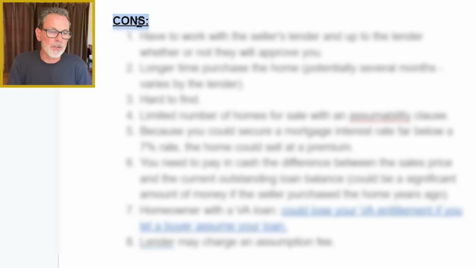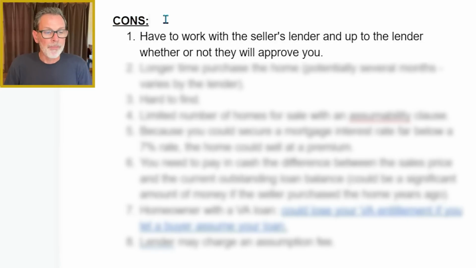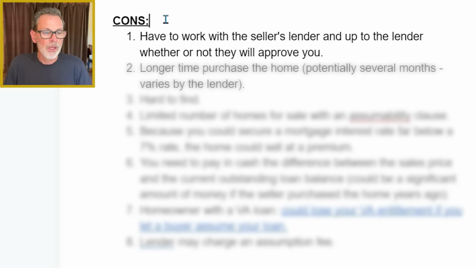Going back to my notes here, let's talk about the cons of assuming a loan. Number 1, you have to work with the seller's lender, and it's up to the lender whether or not to approve you. And on top of that, it could take months as well. I actually reached out to a listing agent who has a house for sale with an FHA assumable loan. He told me it's going to take approximately 90 days to sell a house compared to only 30 days in the resale market for a non-assumable mortgage. And that's why I said right here, longer time to purchase the home, potentially several months, and it varies by the lender.